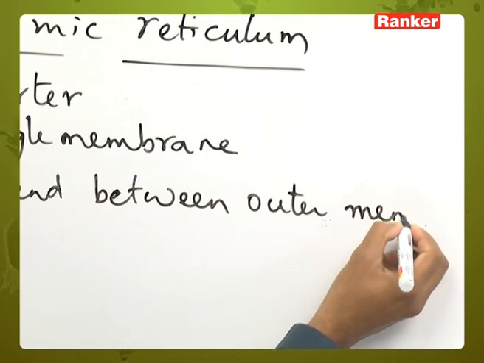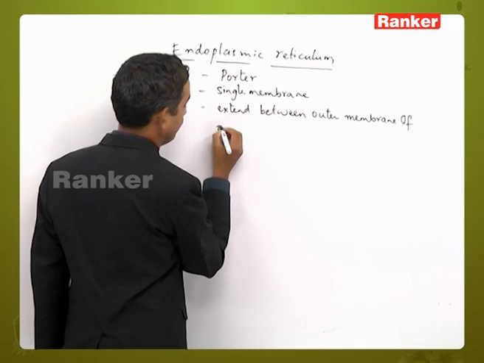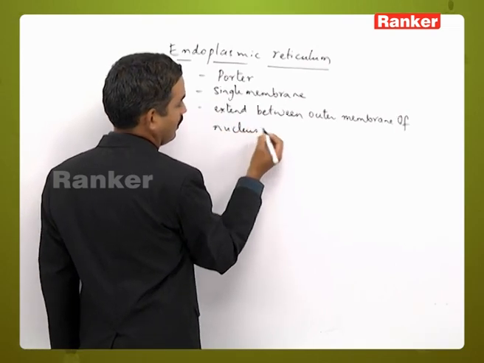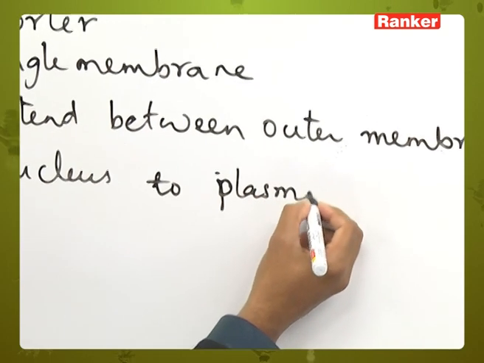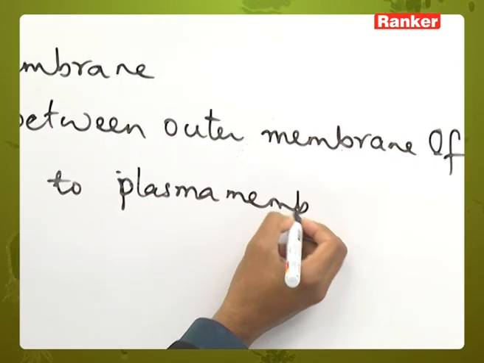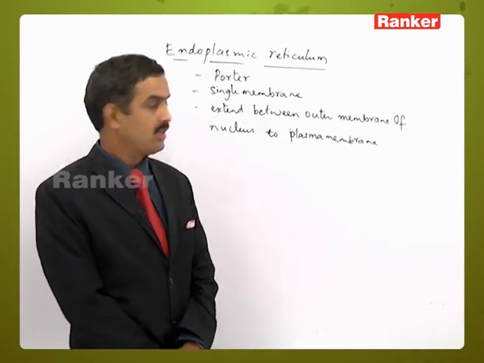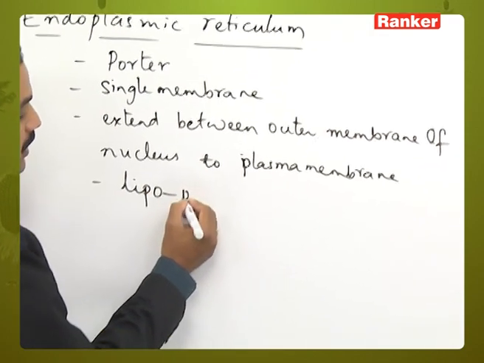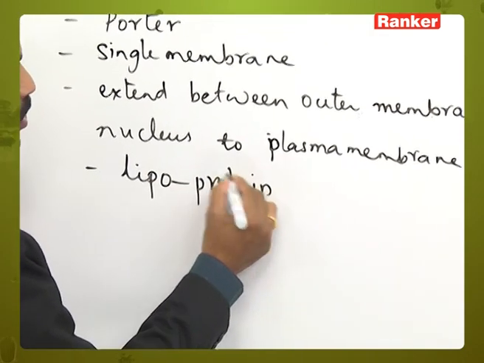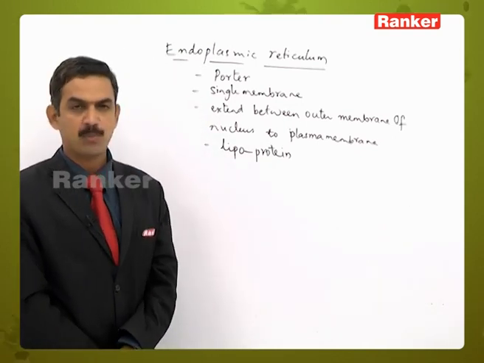the outer membrane of the nucleus to the plasma membrane. So that means that they are spreading throughout the cytoplasmic matrix, and these are structures which are made up of lipoproteins. So the majority of the lipoproteins which are present in the cell exist in the form of endoplasmic reticulum.